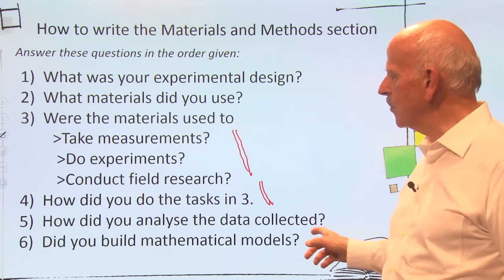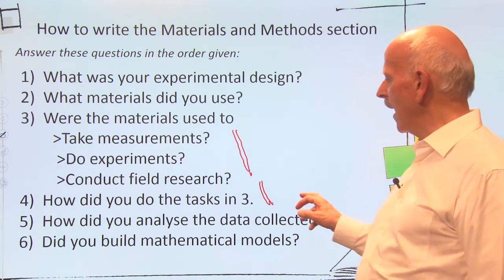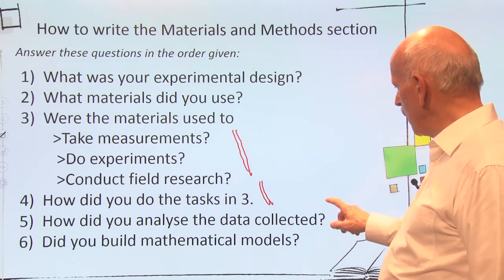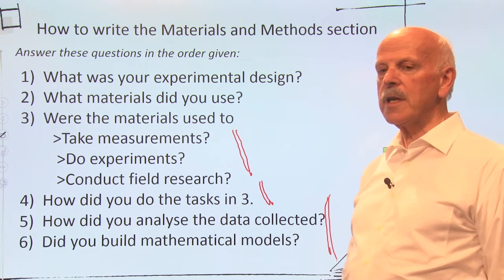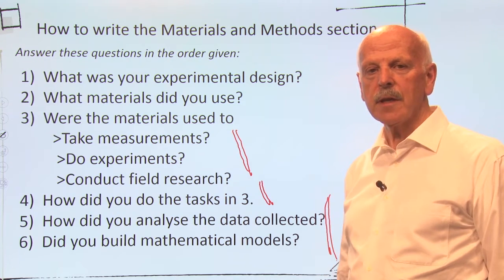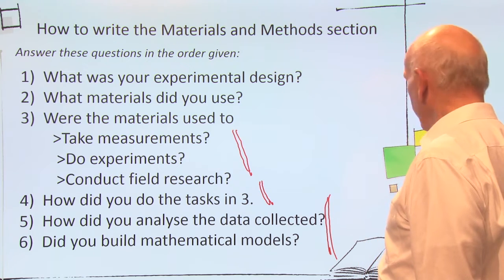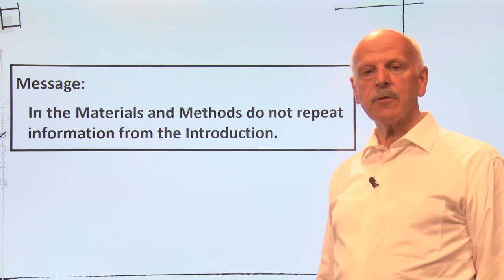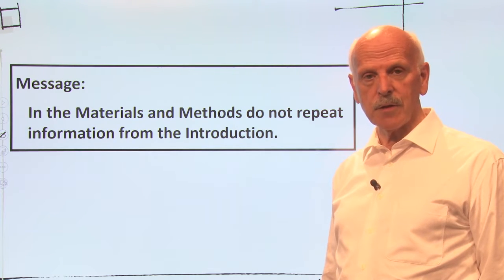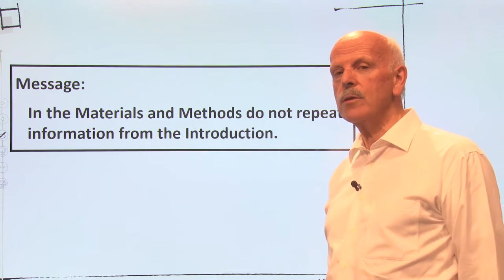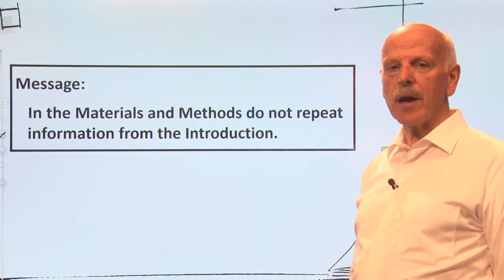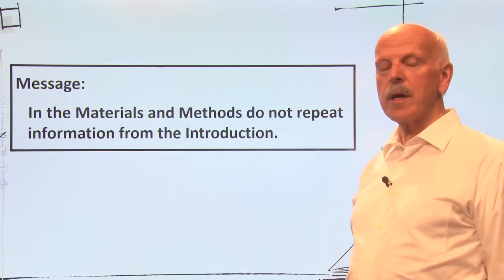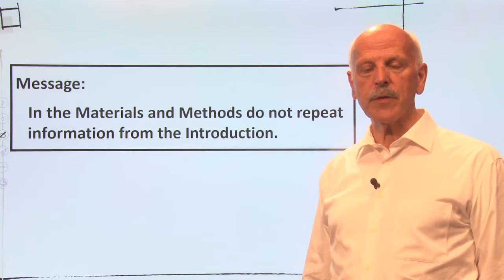And then finally, these two parts, how did you analyze the data collected, and did you build some sort of models, mathematical or otherwise? And sometimes these last two parts are put in a separate subsection of the materials and methods section. So in the materials and methods, it's important to just restrict yourself to the materials and methods that we've just talked about. Don't include information from other parts. For example, from the introduction. You don't include information from the introduction in the materials and methods part.